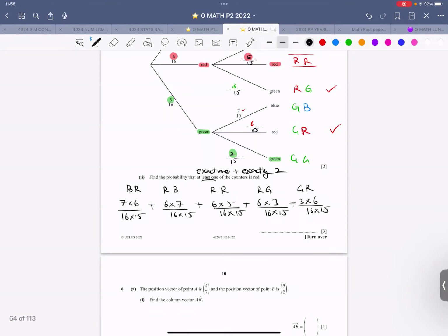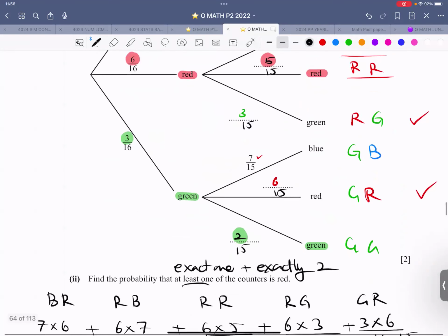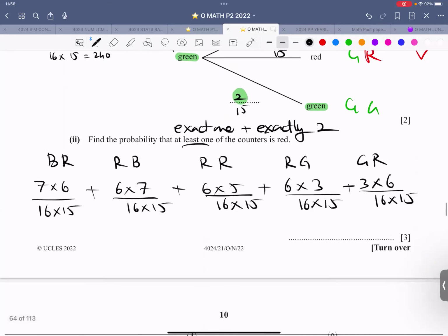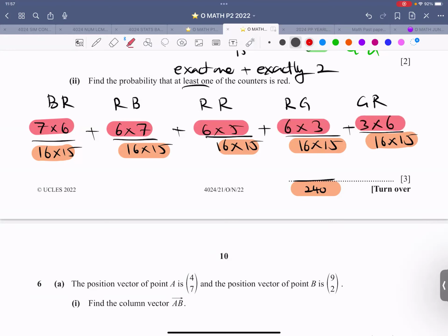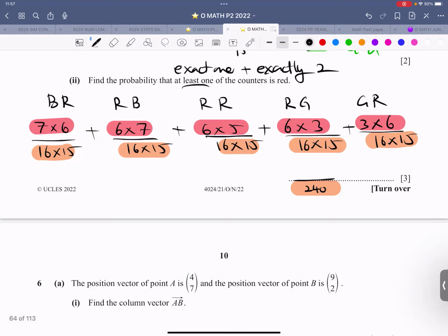So let me do the working on the sidelines. Let me just increase the size. 16 into 15 is 240. That's the first thing. So let me write 240 in the denominator. So that is basically this whole thing, so it remains the same. That is 240. Now let's add up the numerator: blue red, red blue, red red, and this thing and this thing. So this is 42. This is 42. That's 84.